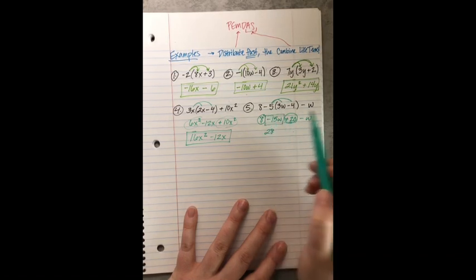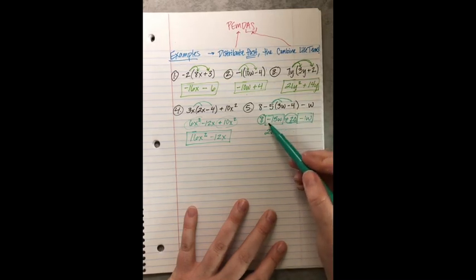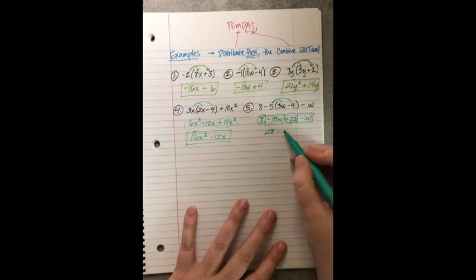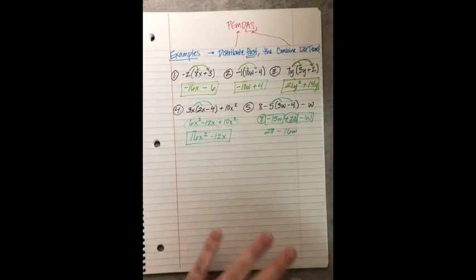Negative 15w can be combined with the negative w. Remember, there's like a 1 right there. Negative 15 minus 1 is negative 16. So that'd be negative 16w.